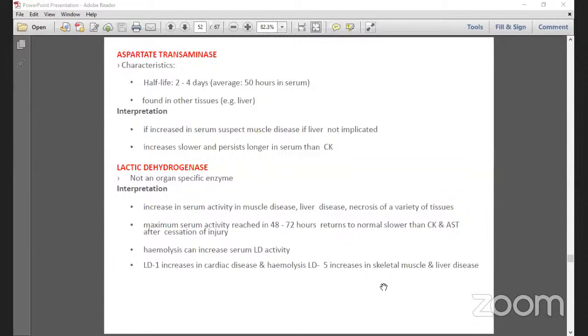And one more thing we should take note of: the AST increases slower, but it persists longer compared to the creatine kinase.